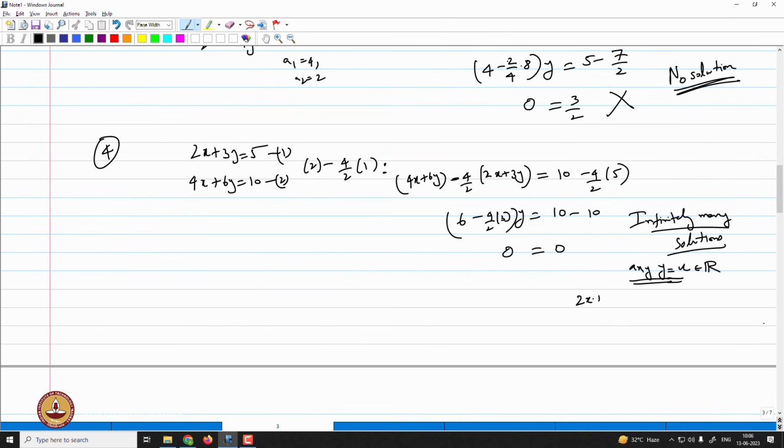So 2x plus 3u equals 5. Push this to the other side. X is (5 minus 3u) by 2. Okay, so what is the set of all solutions? It's basically one straight line, 2x plus 3y equals 5. Another way to write it is ((5 minus 3u) by 2, u), where u is in the real line. Okay, so this is the same as the straight line 2x plus 3y equals 5. So this is the line.